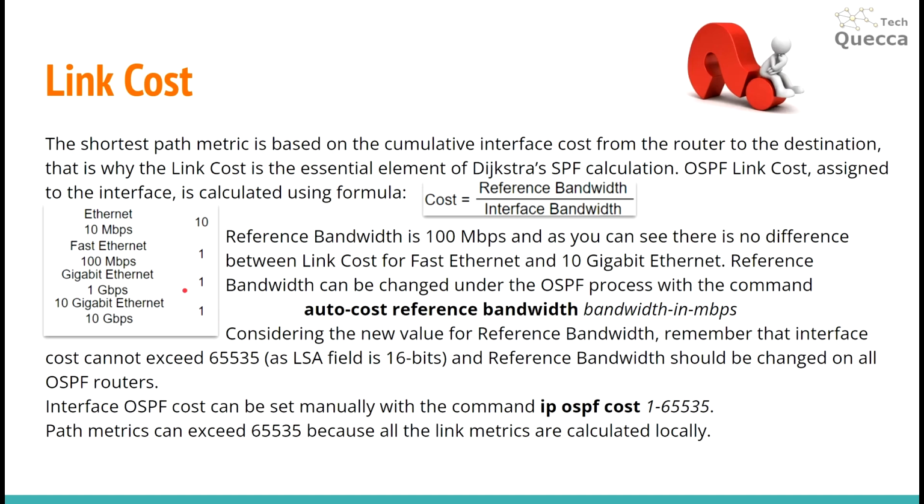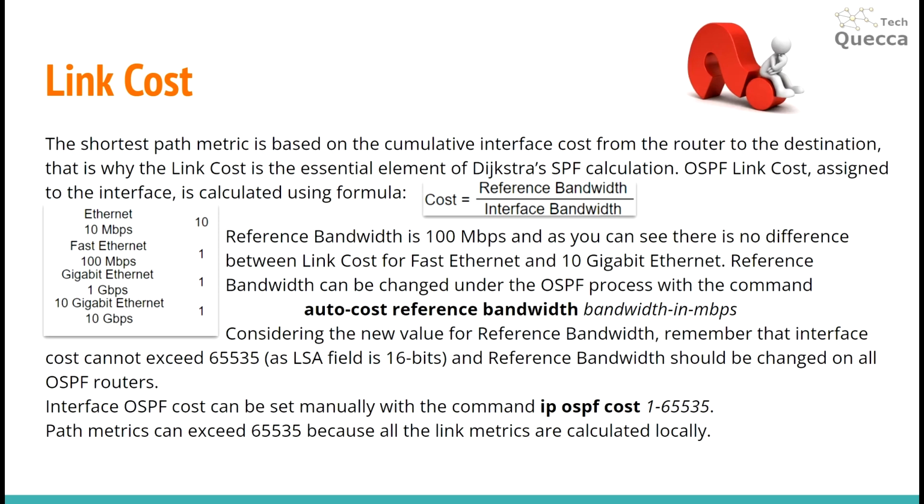That is why reference bandwidth can be changed under the OSPF process with the command auto-cost reference-bandwidth, and then you can put bandwidth in megabit per second. Considering the new value for reference bandwidth, remember that interface cost cannot exceed 65,535 because the LSA field is 16 bits, and reference bandwidth should be changed on all OSPF routers.